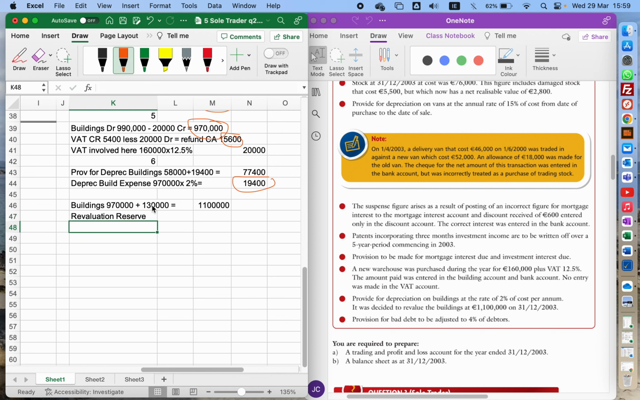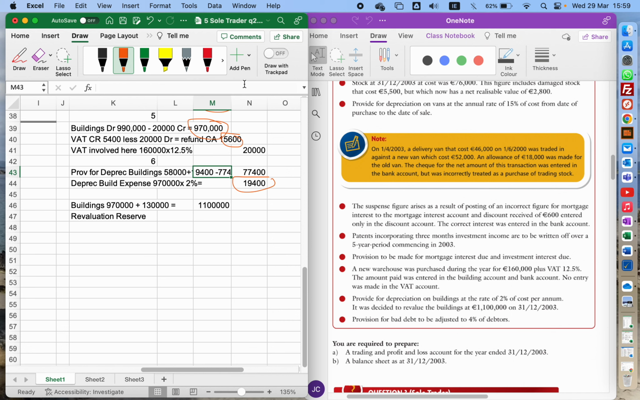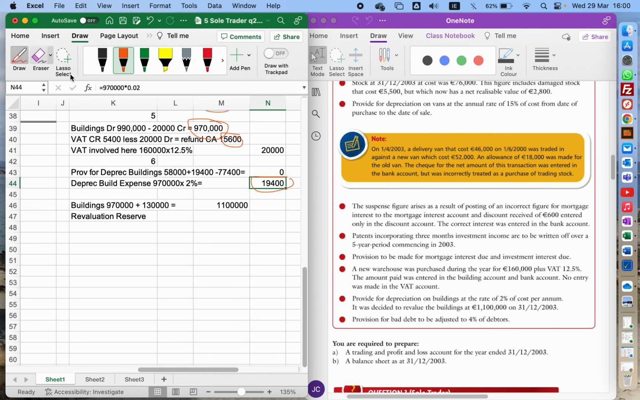So when we do a revaluation, we increase the value of the land and buildings, and we cancel all the depreciation up to that date. At the moment our provision for depreciation is 77.4, so we need to cancel that. So I'm going to take away 77,400. That means it's going to end up being worth 0. Now the provision for depreciation is 0, and that's the figure that I'll be putting into my balance sheet.